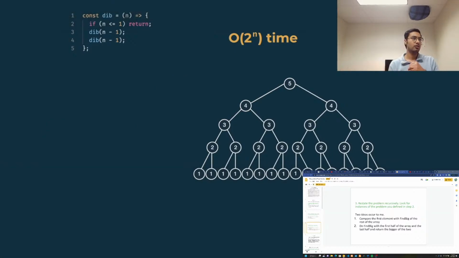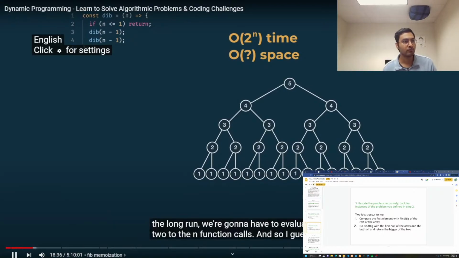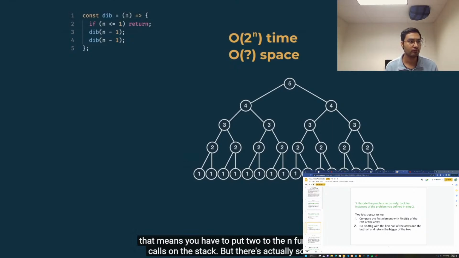Awesome. So we identified this dibb function as having a 2 to the n time complexity, but what do we know about the space complexity over here? I think a common mistake I've seen people make is kind of automatically assume that the space complexity of a recursive function will be the same as the time complexity. And that might be a reasonable trap to fall into because we know that in the long run, we're going to have to evaluate 2 to the n function calls. And so I guess that means we have to put 2 to the n function calls on the stack. But there's actually some nuance to this.